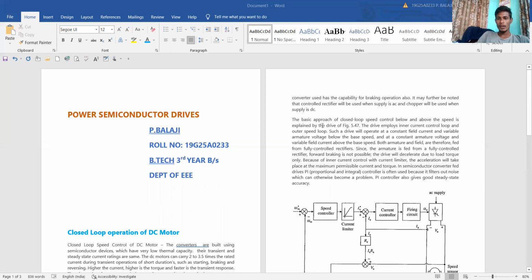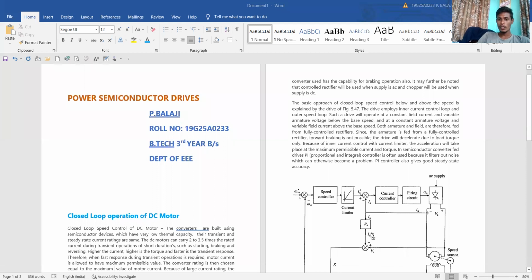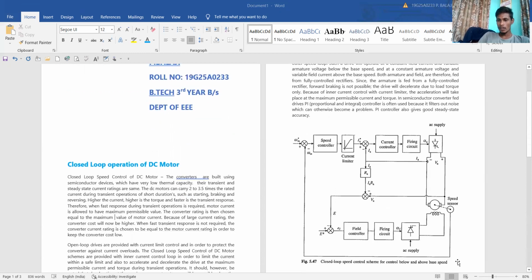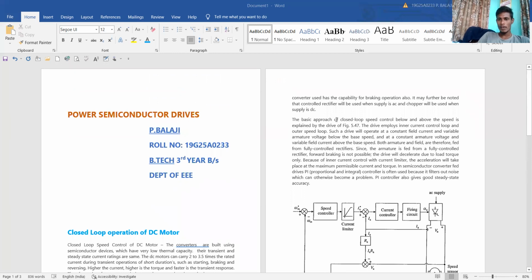The basic approach of closed loop speed control below and above the base speed is explained by the figure 5.7. Speed control is for the current limited control, controller feeding circuit. AC supply is fed to the motor through the converter. The basic approach of closed loop control is shown.